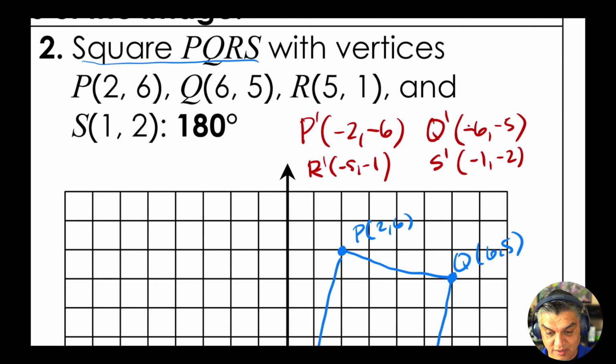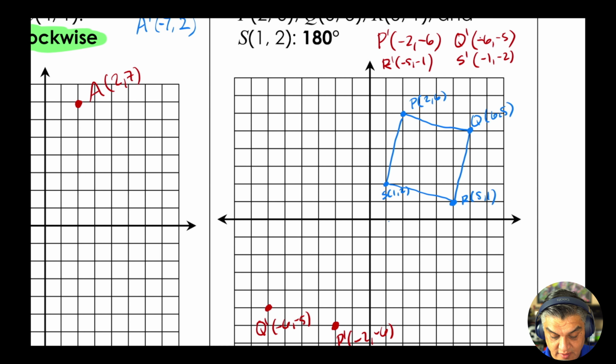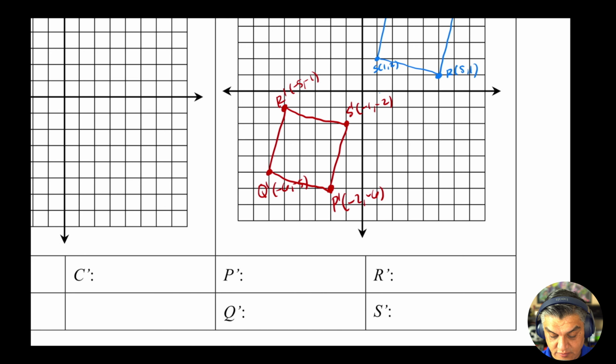Good job. So let's plot those points. -5, 1, 2, 3, 4, 5, -1. That's R prime. And then S prime is -1, -2. And if you connect the dots, you can see that's exactly what we get. We get a rotation.